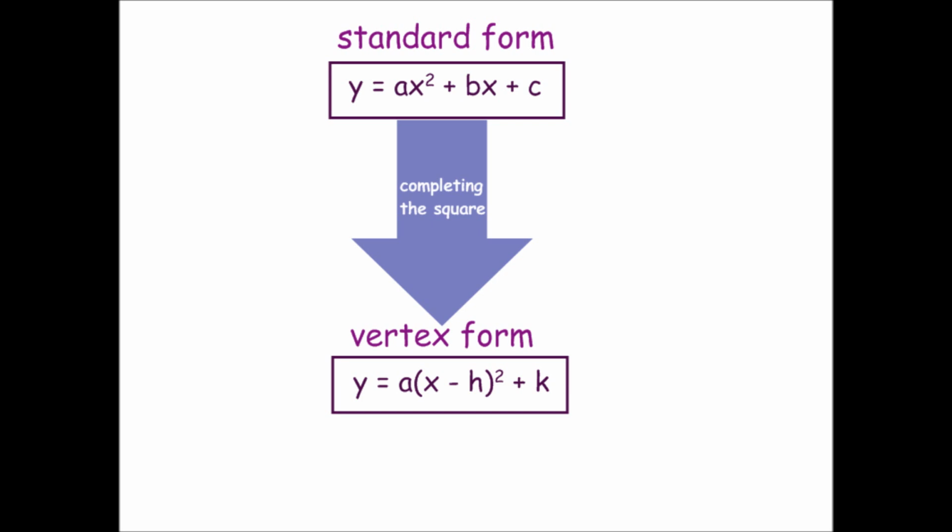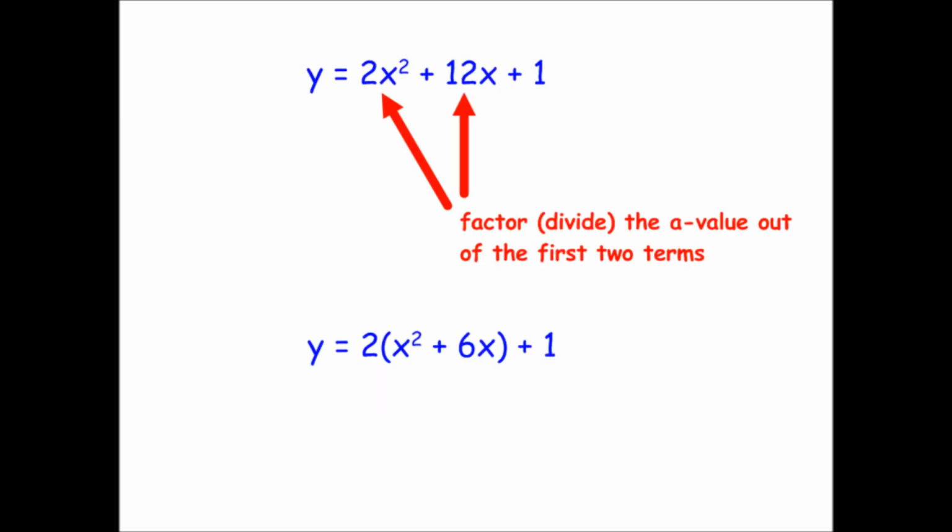Welcome to my lesson on completing the square. Completing the square takes a quadratic equation from standard form into vertex form. The example we're going to do today is 2x squared plus 12x plus 1.